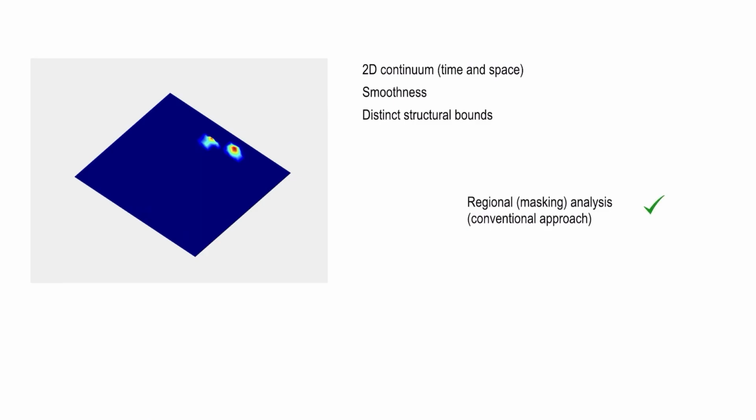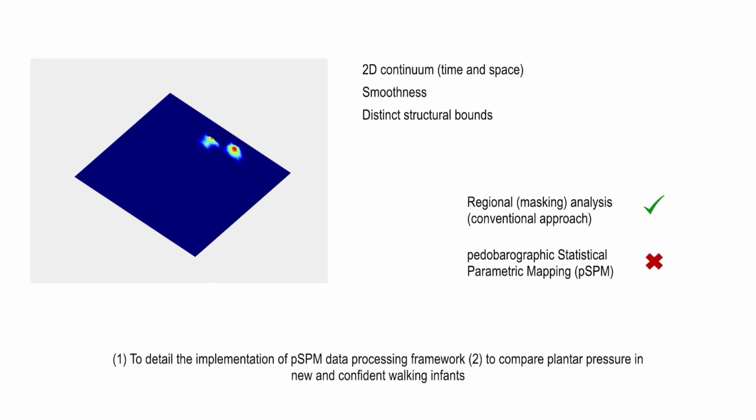However, a limitation of its use relates to the treatment of the two-dimensional pressure field as discrete. As a solution, pedobarographic statistical parametric mapping, also called PSPM, treats pressure in its meaningful two-dimensional field, but it has never been reported in infants' pressure data analysis. Therefore, the aim of this work was to detail the implementation of the PSPM data processing framework to compare plantar pressure in new and confident walking infants.